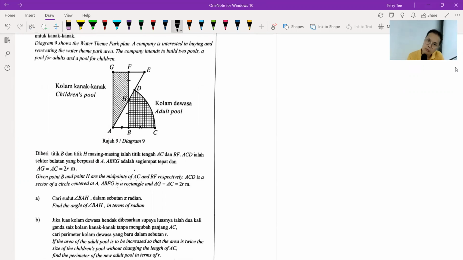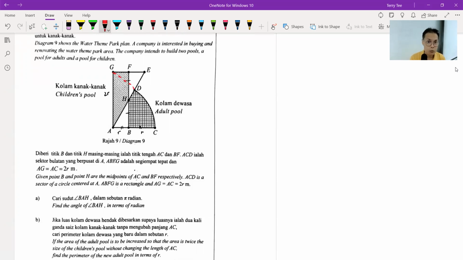Right, AG equals AC equals 2R. That means this is R, this is R, and this is also 2R. AG equals AC. So if you join this together, let me just extend. This one is actually a quarter of a circle because this is 2R.